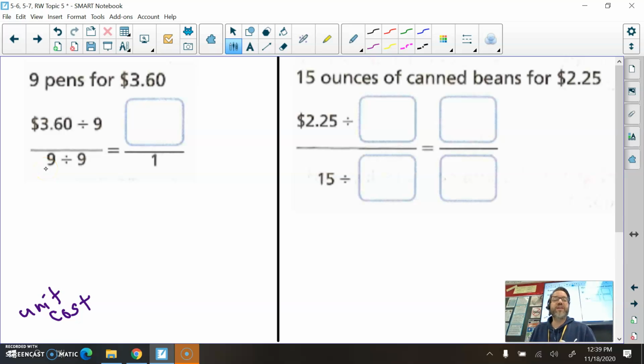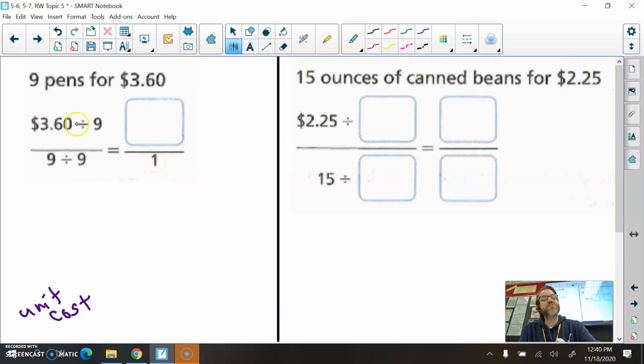When you're dealing with money, the money amount always goes in the top of your ratio. So it's $3.60 for 9 pens. It's written backward here in this little statement: 9 pens for $3.60. But we want to give the price per pen, so you want the money amount first. So if it's $3.60 for 9 pens, then just divide by 9 to figure out what it would be for 1 pen.